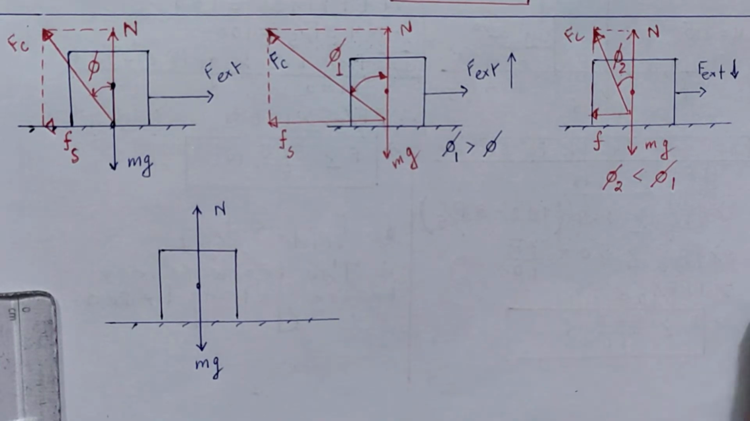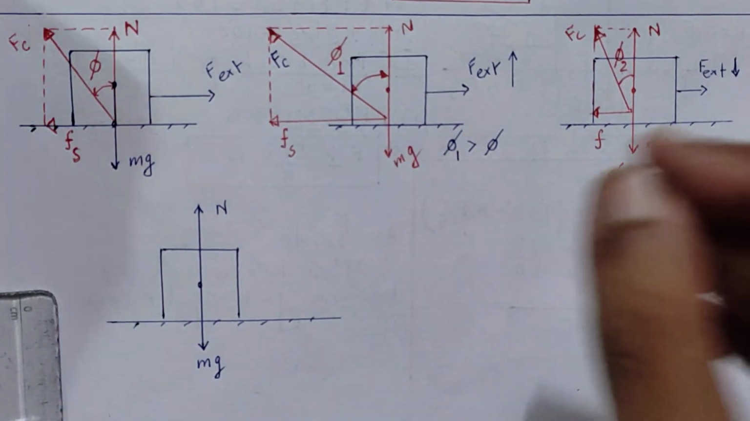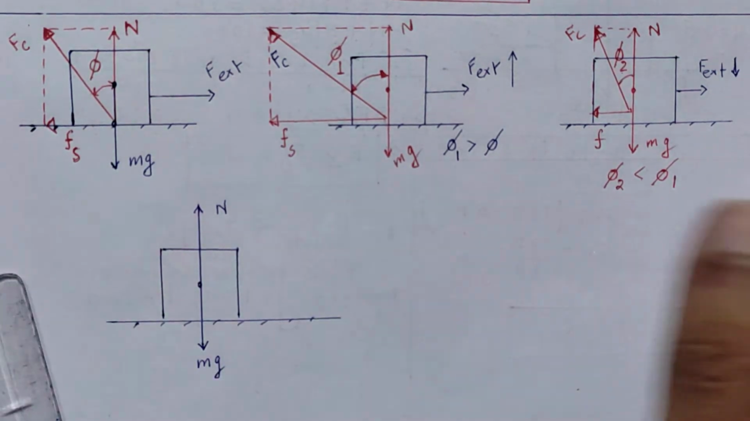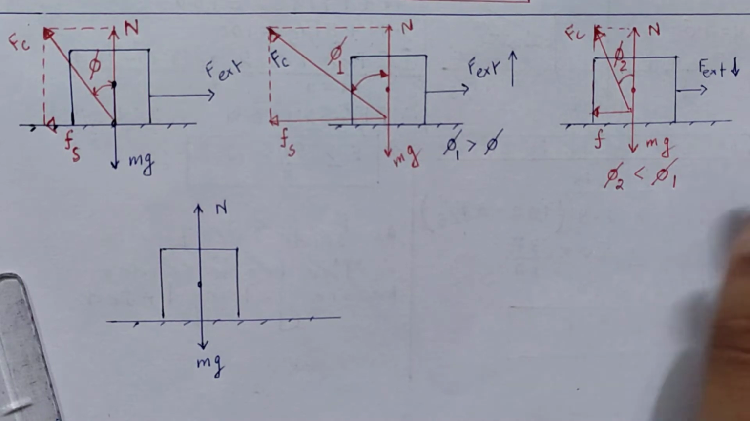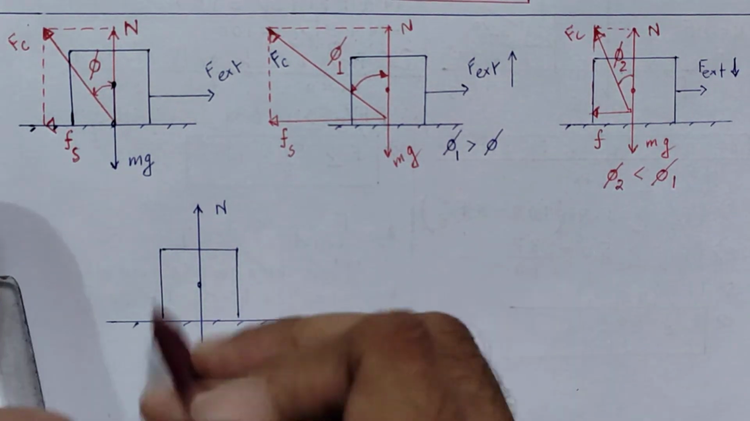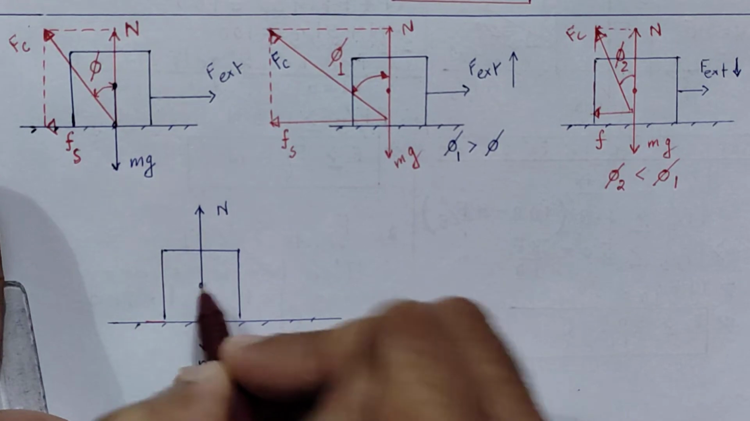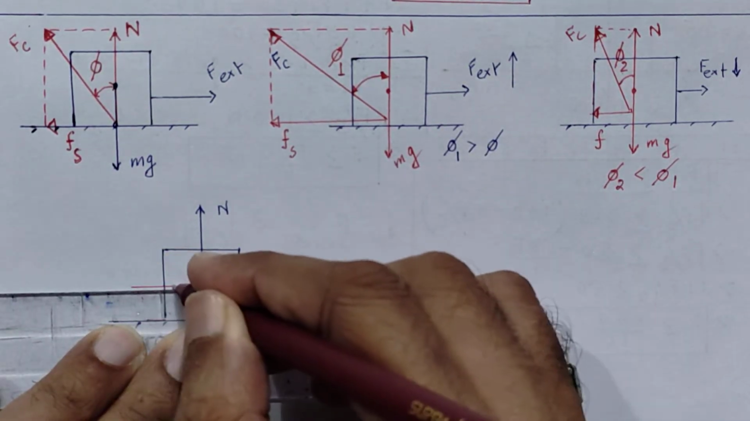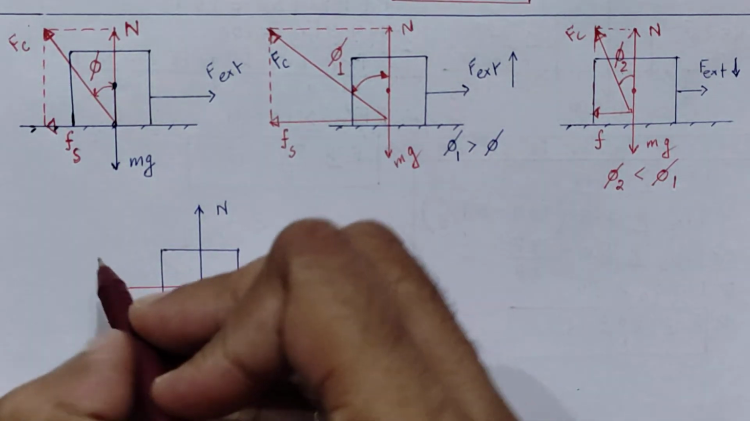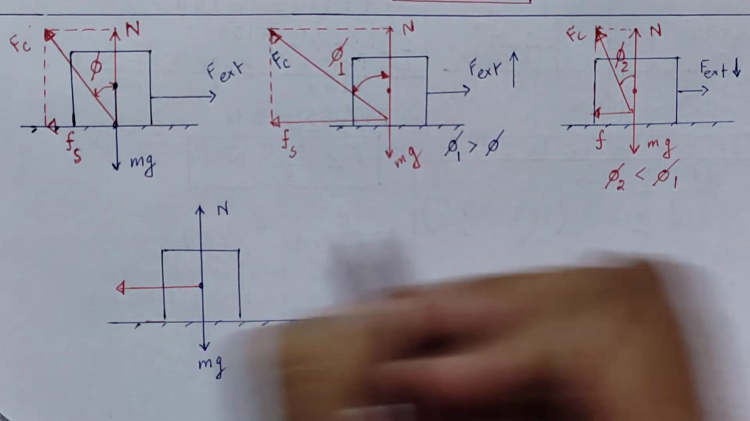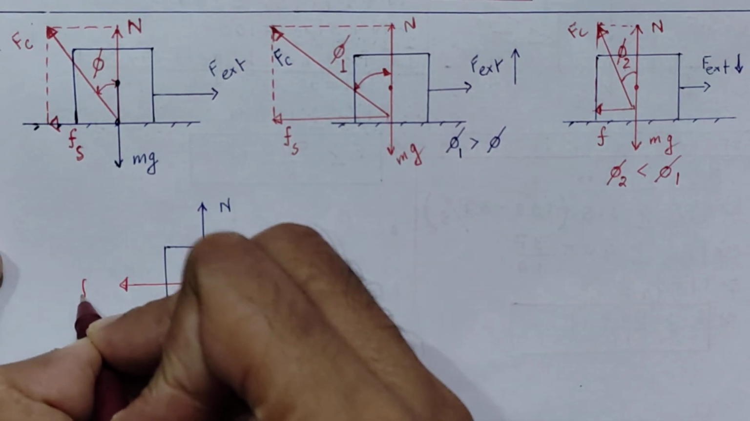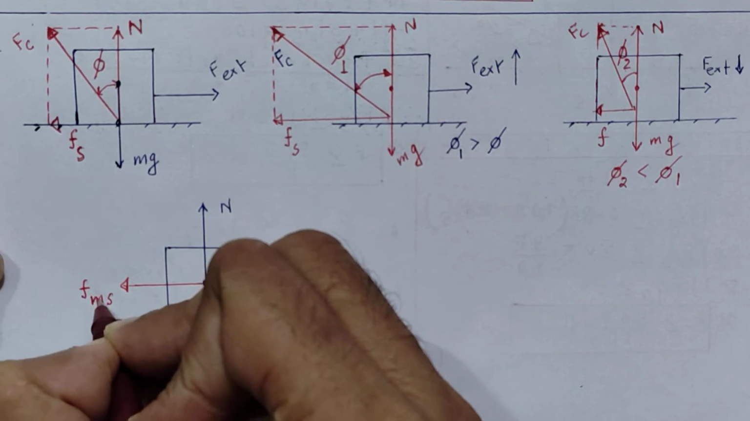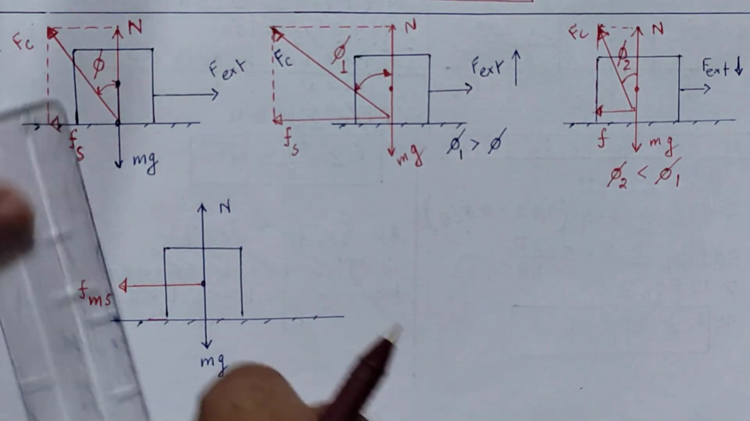Okay, so I am just looking into the situation when the block just starts sliding. Then the force of friction will attain a maximum value, and we will call it limiting friction. Now as I told you, I will just shift the force of friction from here to the center of mass for a better understanding of the situation. So this is the maximum value of static friction. I am writing it as FMS, maximum value of static friction, or limiting friction.